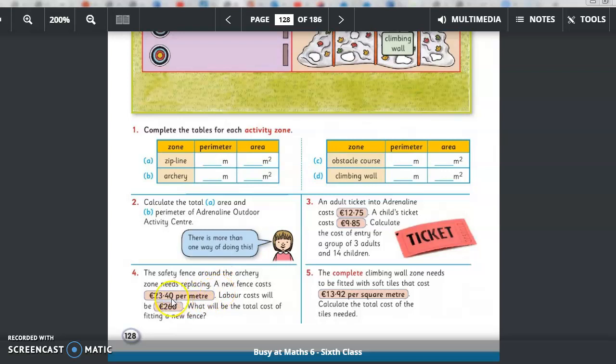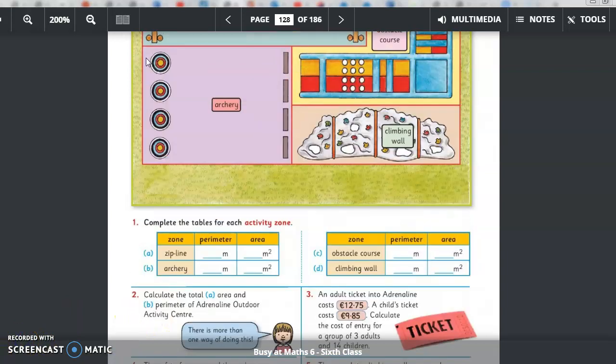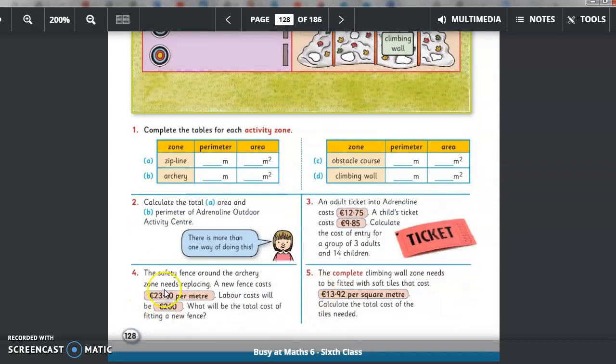Number 4, the safety fence around the archery zone needs replacing. A new fence costs €23.40 per metre, and labour costs will be €260. What will the total cost of fitting a new fence? This is your safety fence, so you find the perimeter of this area, again using a ruler. Then you'll have to multiply that by the price per metre, and then don't forget you have to add in the labour costs at the end.